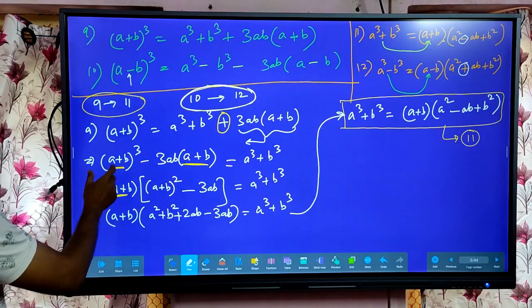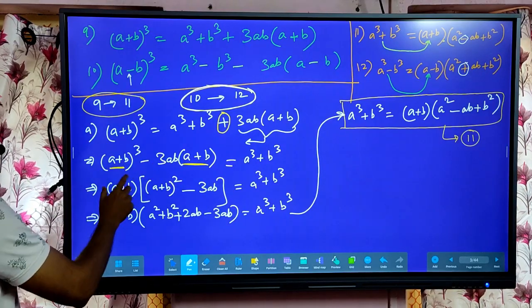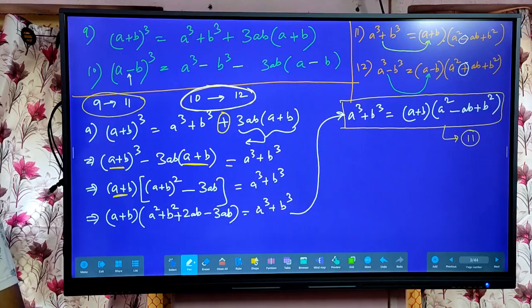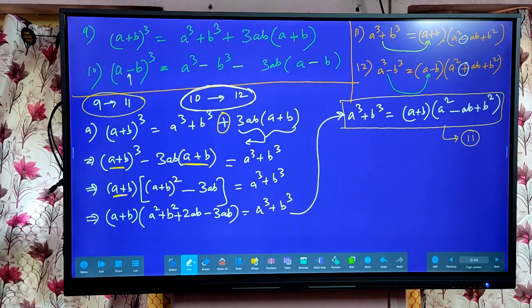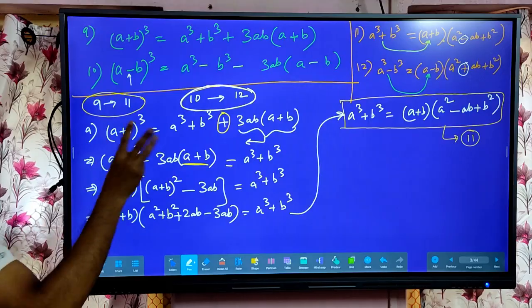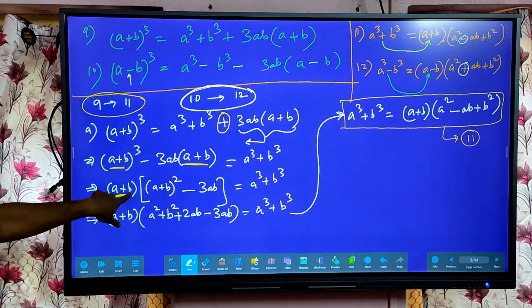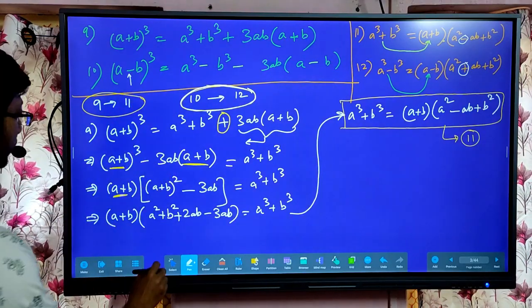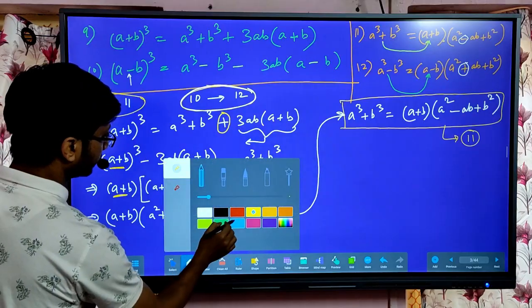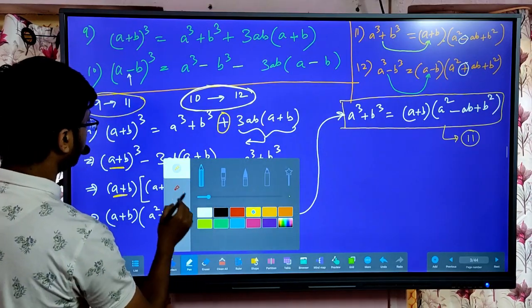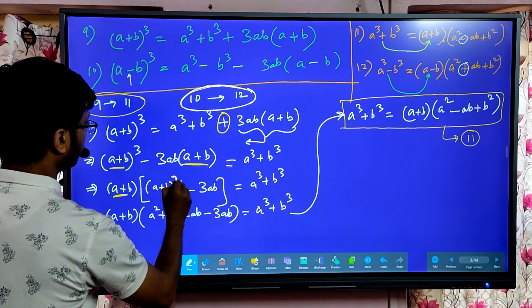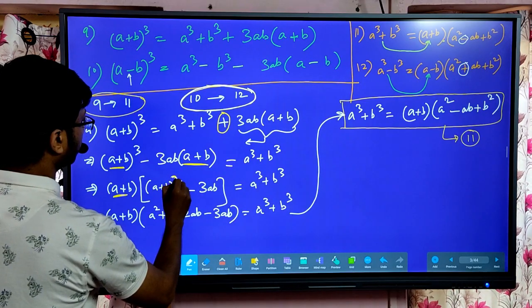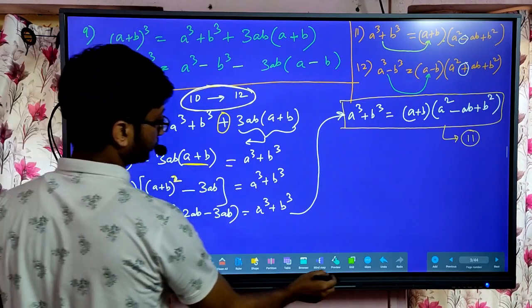Now I will take A plus B whole cube. So A plus B is common, isn't it? So I will factorize. A plus B is common. In the bracket there was A plus B whole square, 1 is going out, so 2 will be remaining. So this 2 I will write. Understood?